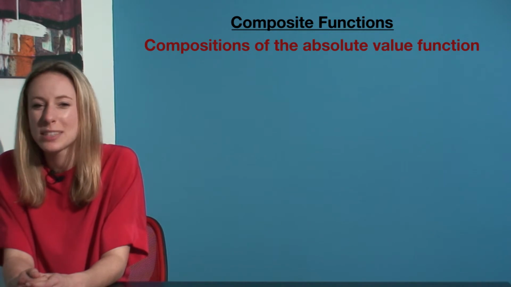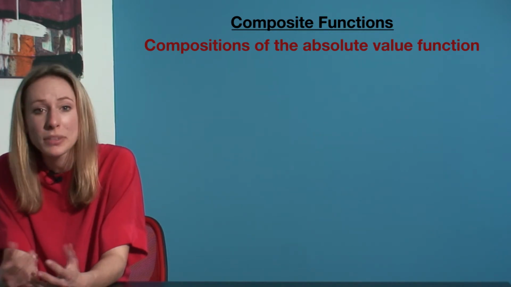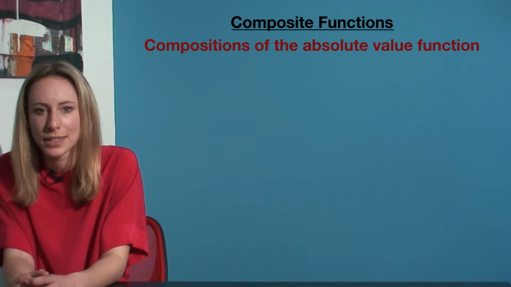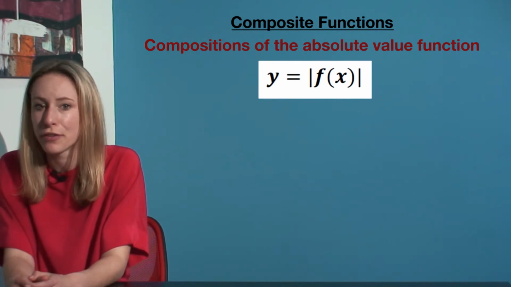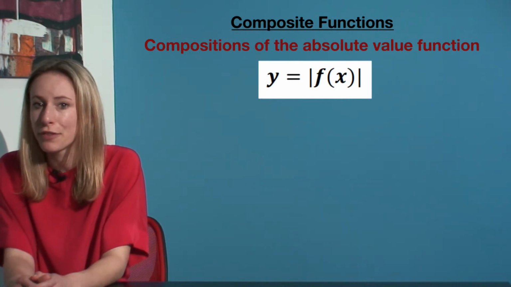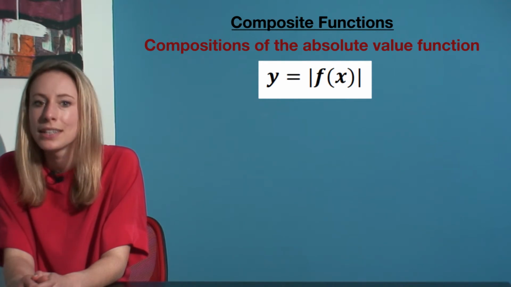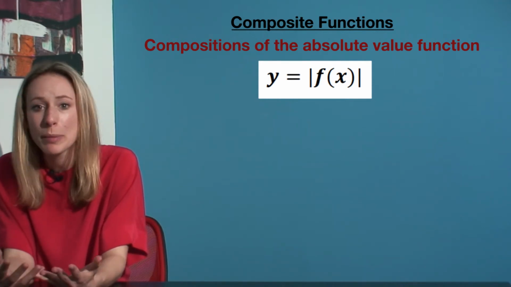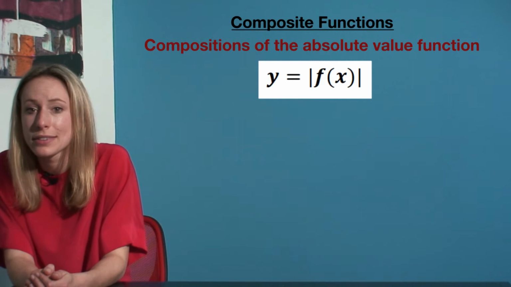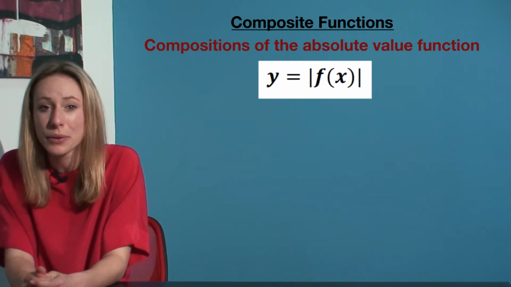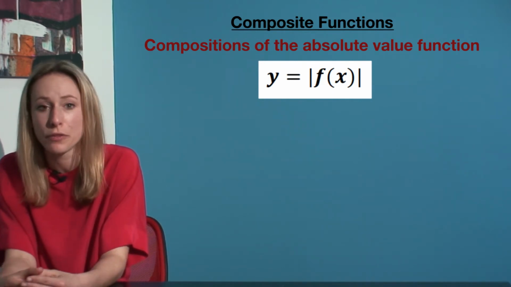Now we will have a look at a special type of composite function, which is the composition of the absolute value function. Case 1 is the absolute value of a function. Y equals the absolute value of f of x. This function basically means that y will be positive for all values of f of x. If f of x gives us a negative value, then we simply convert it to a positive value for y.